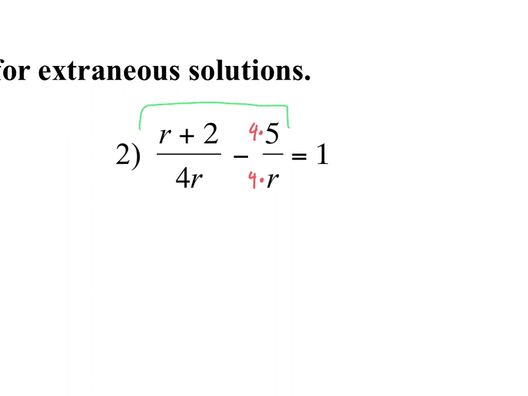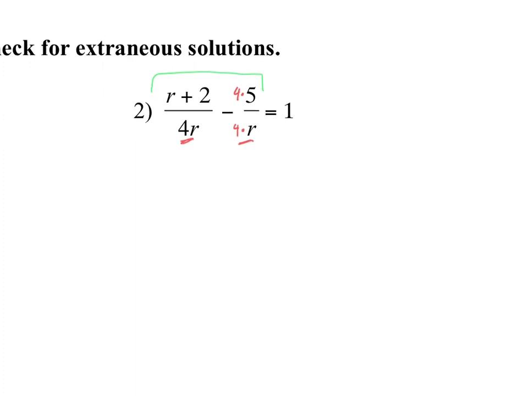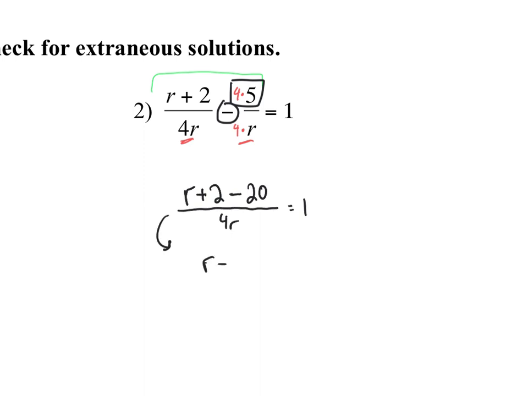All right, multiply by 4. Now we got 4r and 4r. So this is ready to go. Okay, so if we got the same, here's what we're going to have. On the top, I'm just going to write this out first. r plus 2 minus 4 times 5 minus 20 over 4r equals 1. Okay, so we're there. Let's just reduce a little bit. r minus 18 over 4r equals 1.